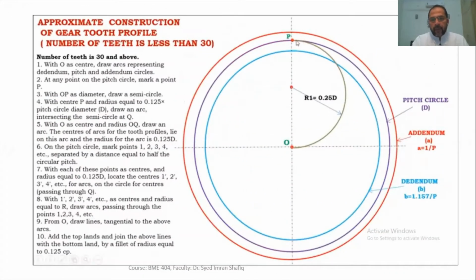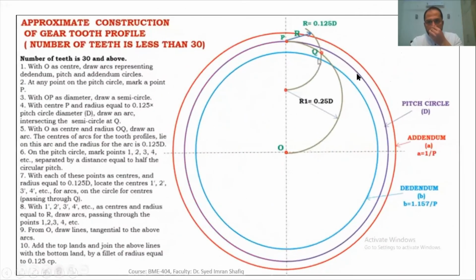So what we do is, where this center line intersects the pitch circle, we mark it as point P. Now, with OP as diameter and the center as the midpoint of OP, we'll draw a semicircle. This semicircle. Clear?